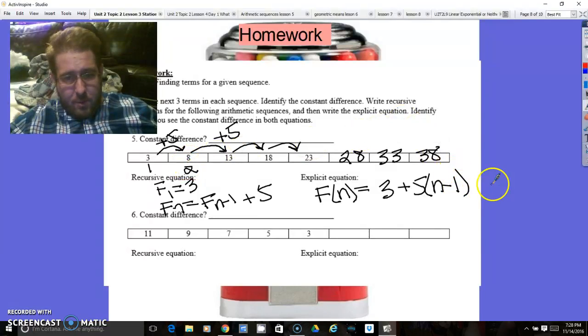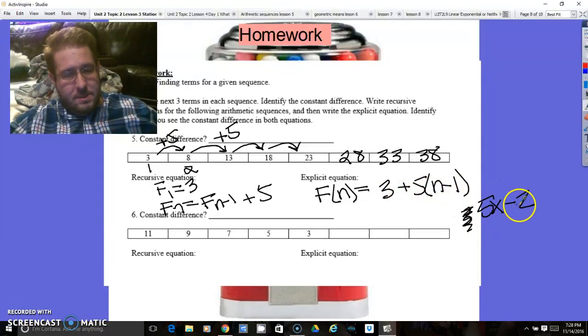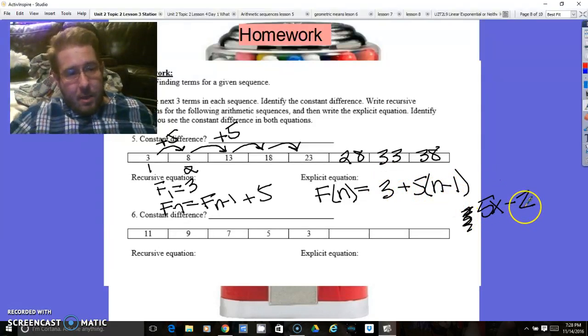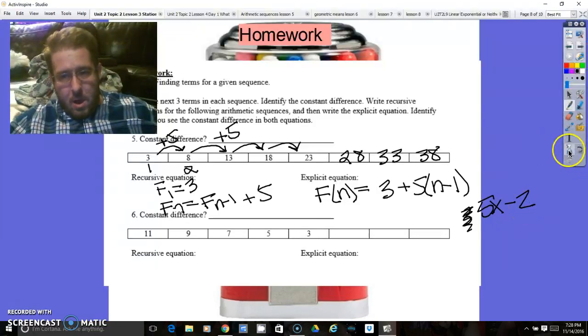Okay, so that's one way of doing it. Or there's other ways. You could have used the 0th term if you want to. So that would have been 5x, sorry, that would have been 5x plus negative 2. That would have been the exact same thing. But this one uses the first term, and this is using the 0th term. It's kind of like what I just did a second ago with that last one.